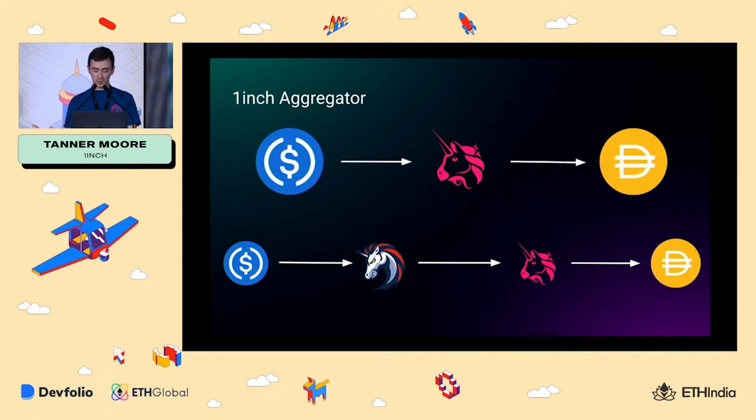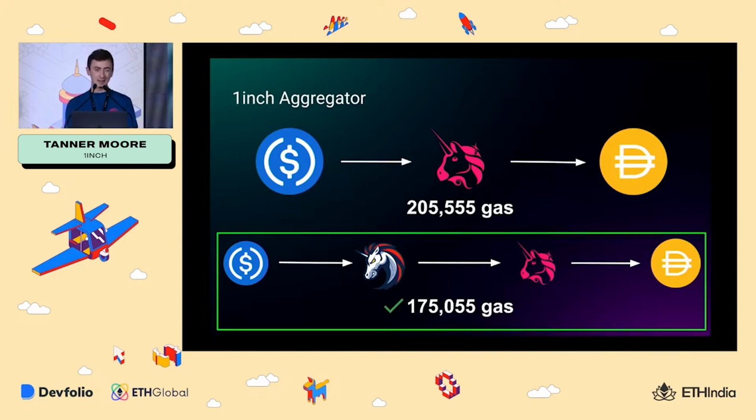If you do a swap through Uniswap with this specific token pair, it'll be about 205,000 gas. And if you do the exact same swap through 1inch, which then eventually goes through Uniswap, you'll actually only spend about 175,000 gas. So even in cases where it's an extremely simple swap that just goes through Uniswap, it will actually be cheaper through us because we've optimized the logic that skips the router and goes directly to their pools.